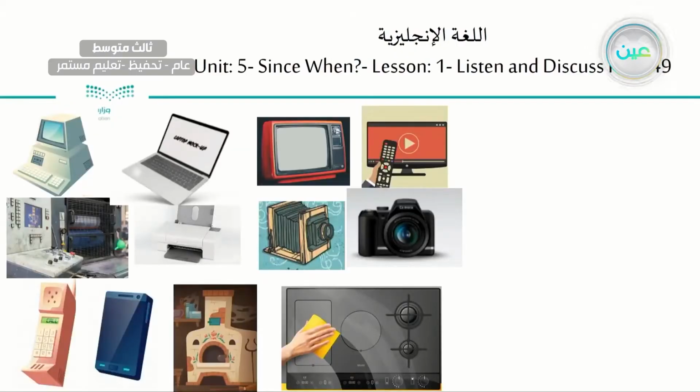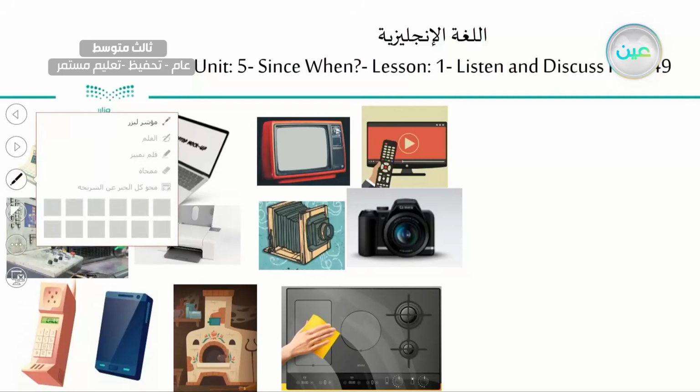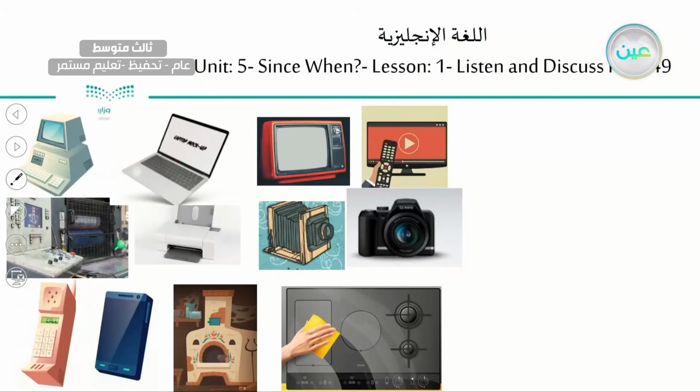Open your books, page 48 and 49. You have your texts there and you have different pictures, like the ones here. In the first one, you have an old computer and a picture of a laptop. You have a TV, an old one and a new one. Also, you can see it in your book. And here you have an old printer. This is the new one. Old camera. This is the new modern one.